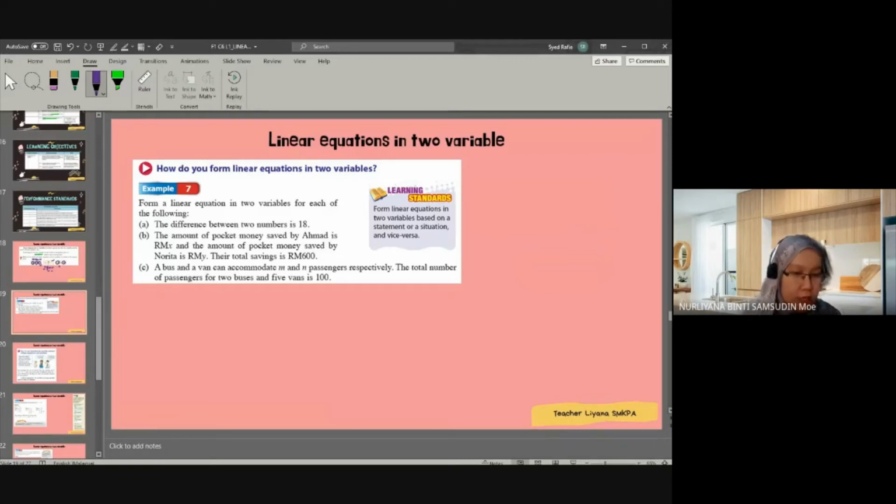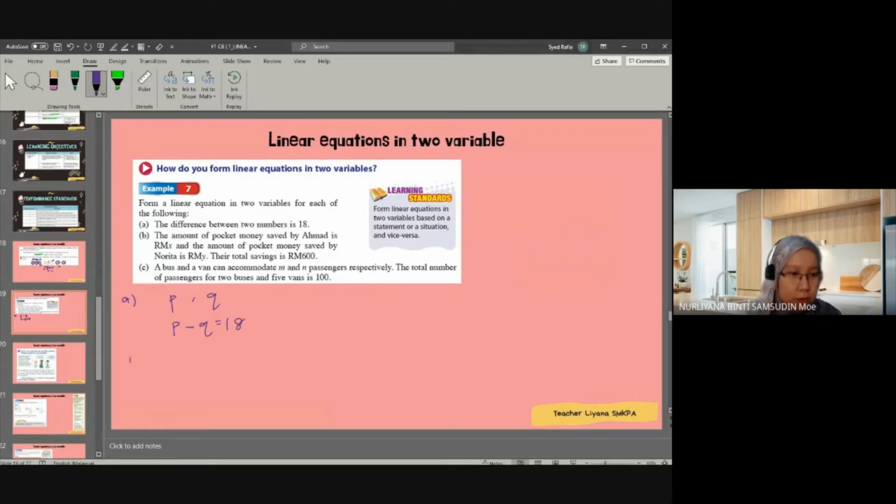Meaning, let's say the first number is P. The second number is Q. So the difference of these two numbers is 18. This is your linear equation in two variables.